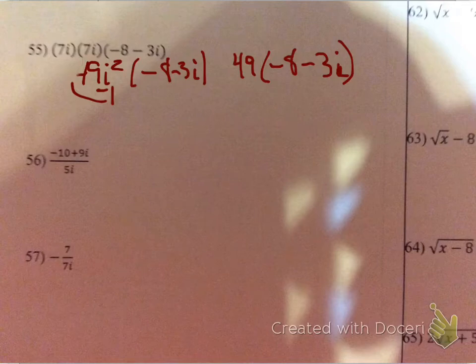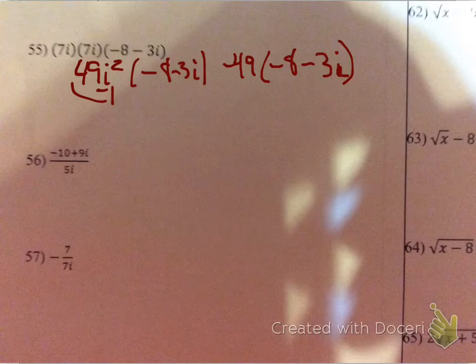Okay, somebody needs to correct me sometimes when I'm not paying attention. 49i squared times a negative 1 would be negative 49. I have no clue why I was thinking the other way around. Anyways, so 49 times negative 1 would be negative 49. So I should have negative 49.